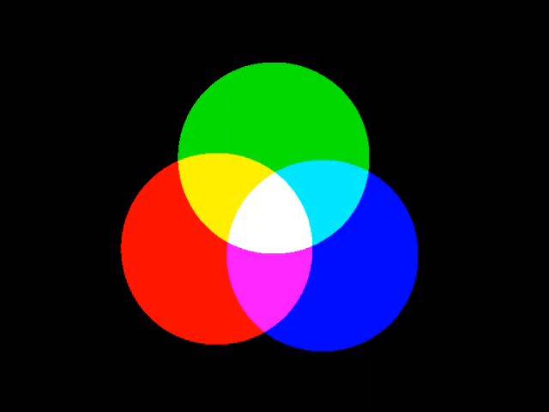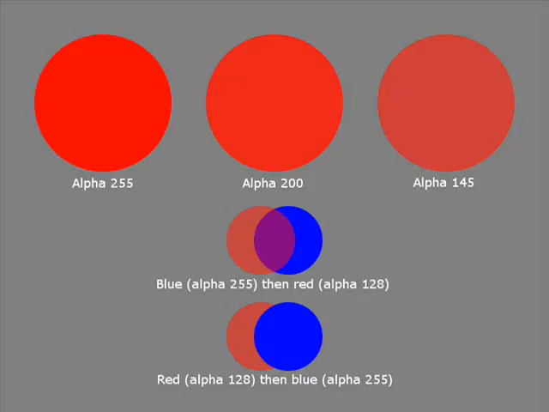To get yellow, you mix red and green. To get cyan, you mix blue and green. And to get magenta, you mix red and blue. To get white, you mix all three. Finally, when working with RGB color values, you can specify a fourth term, the alpha value. The alpha value determines how see-through an object is. A value of 255 is totally opaque, while a value of 0 is totally transparent.